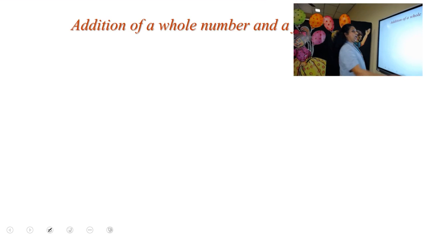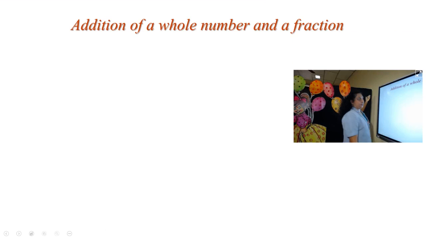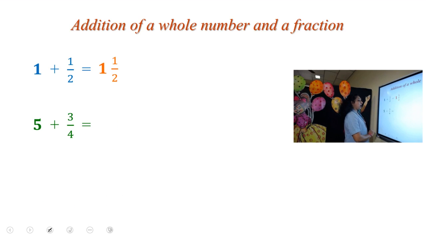Addition of a whole number and a fraction. So let's see, whole numbers we know, counting numbers from 0, 1, 2, 3, etc. Fraction also you know. Add 1 plus 1 by 2. Very easy. Just take out the addition sign and write the numbers together. 1 and 1 by 2. Clear? So when a whole number and a fraction come, just take out the addition sign and write the whole number and the fraction together. 5 and 3 by 4. Next, 7 plus 1 by 4. That is 7 and 1 by 4.